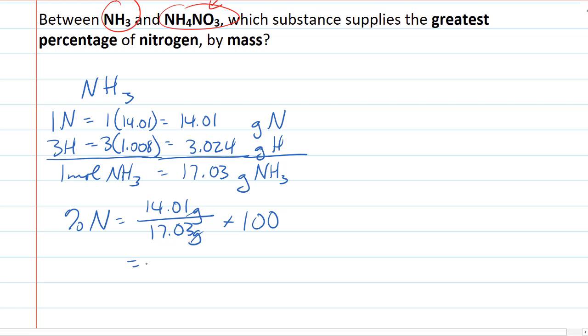So again, 14.01 divided by 17.03 times 100. And now, I guess this would be 4 significant figures. This is going to be 82.27. And then we'll label it as percent nitrogen in ammonia.